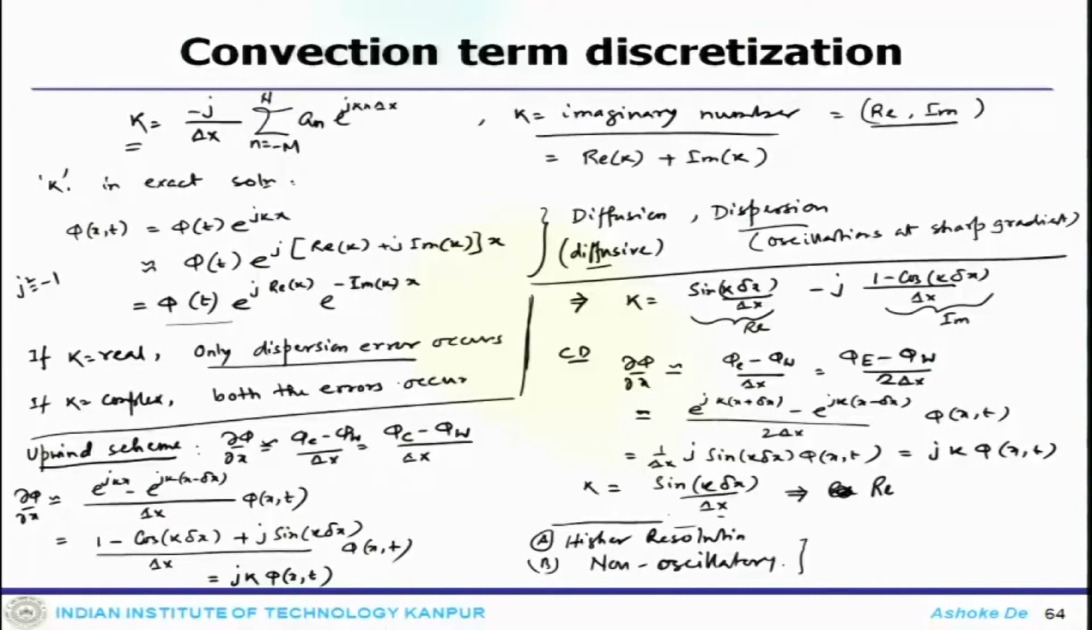in the follow up lectures, where you can see how we can devise higher order resolution schemes, but at the same time preserve the property of non-oscillation. So that whenever you get a sharp gradient, the wriggles should not appear in the solution.